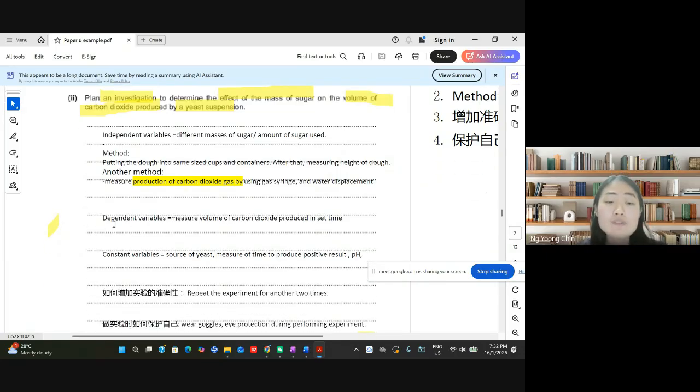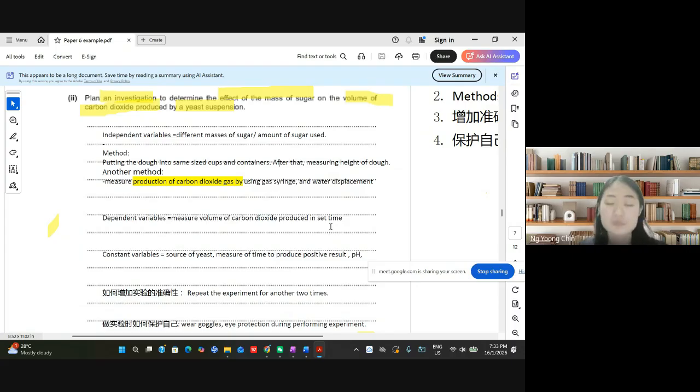And then, okay, the dependent variable is to measure the volume of carbon dioxide produced in a set time, or in a specific time period. Because you need to measure the products in a given time period. So something like 30 minutes or 1 hour. It cannot be longer or shorter. And then you need to standardize for all experiments. You are actually using the same time frame. So that's why you measure the volume of carbon dioxide produced in the set time or in a given time.